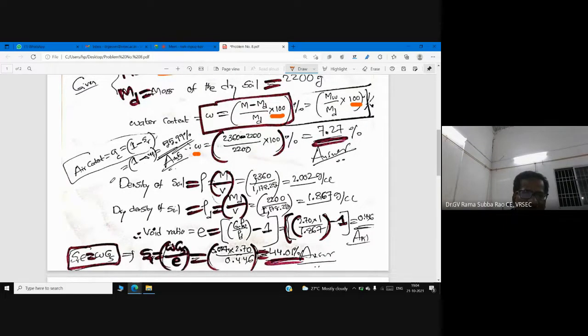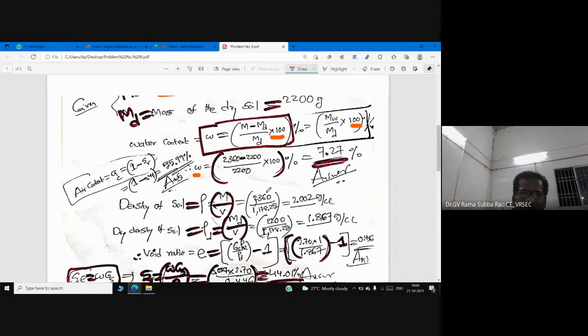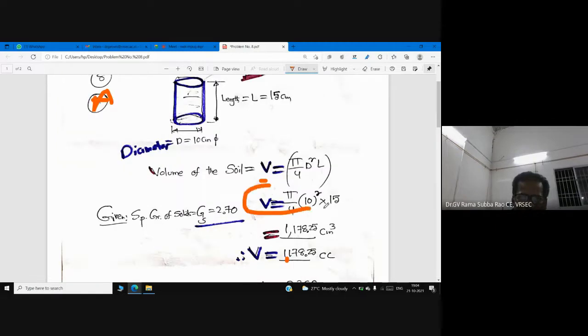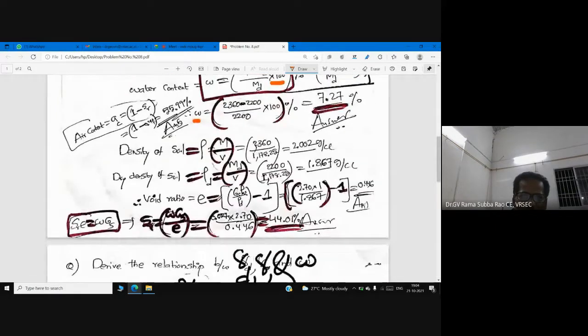Now we basically discuss density. Density is mass by volume. So here 2360 by volume. Actually, we got the volume from the cylinder. So now you can see here, M by V, I got 2.002 gram per cc. And the dry density, rho d, is Md by V. One can see here Md is given as 2200, and the volume is also there. So we are getting rho d.